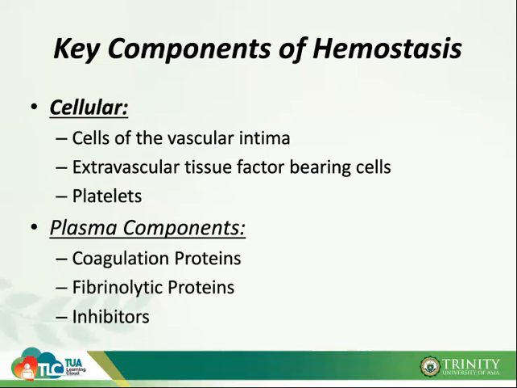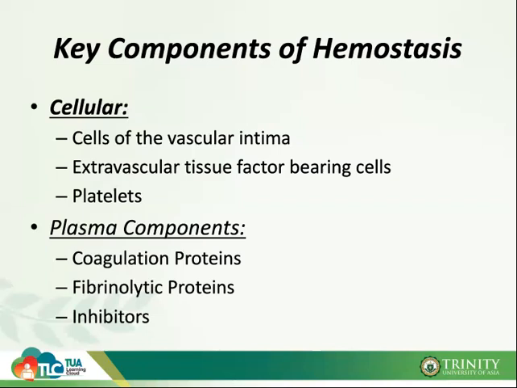Okay, so now, aside from the components of your hemostasis being classified as cellular components and plasma components, we can further classify them according to where they belong. Some belong to your primary hemostasis, some belong to your secondary hemostasis, and now your fibrinolysis. So these are the processes of your hemostasis. Let's first talk about your primary hemostasis.